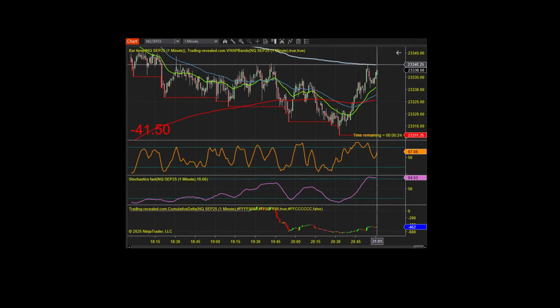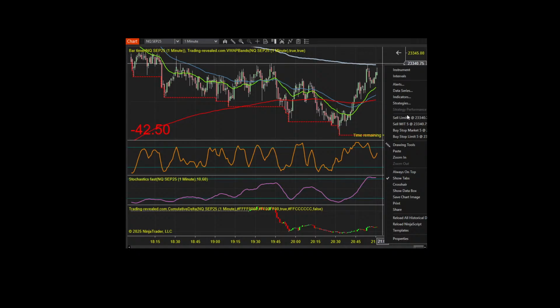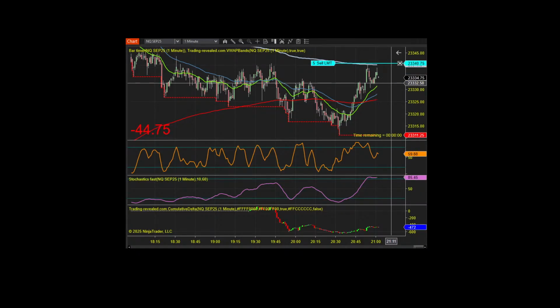So if this comes back up here and our 9.3 stochastic doesn't, and we've got a little bit of divergence coming here, I may try and get short again because we are all the way up in an overbought area. And the trend has been down. We're down 42 points. So let's see if it tries to do a little fake out and we'll try to get short up here. Nope. It got up here. It got up to the 38.75.